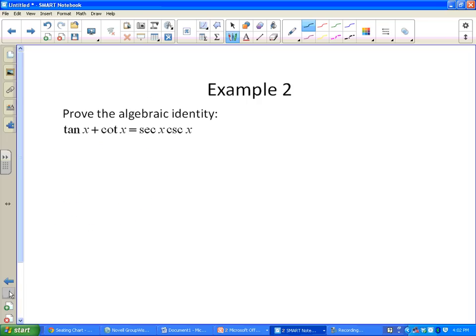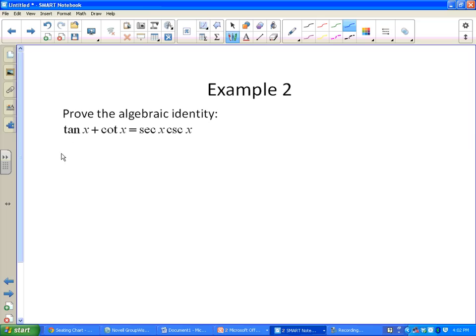So now let's throw some trig in here. Prove the algebraic identity: tangent x plus cotangent x equals secant x cosecant x. So this is not an identity that we know. It's not an identity that we need to memorize, but they're telling us the left side equals the right side if we do enough simplification.